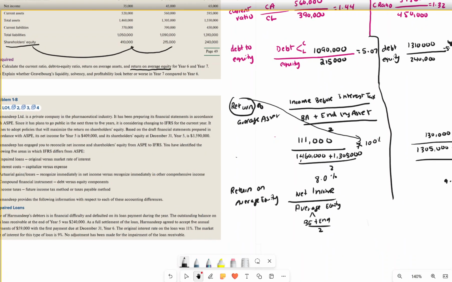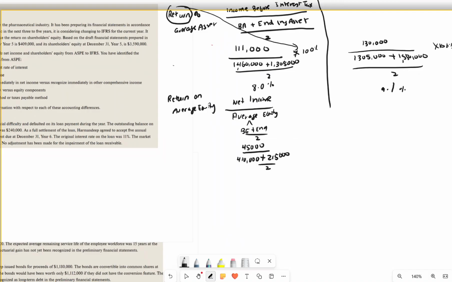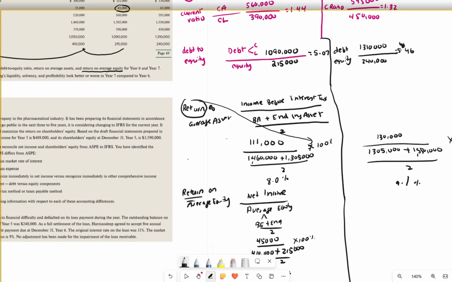So let's do that. Do I know my net income? Yes, my net income is given to us. My 45,000 divided by your 410,000 plus your 215,000 divided by 2. And what again is a return? I multiply by 100. What do I get? I get 14.4%.